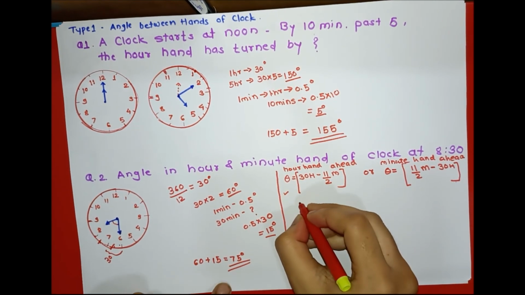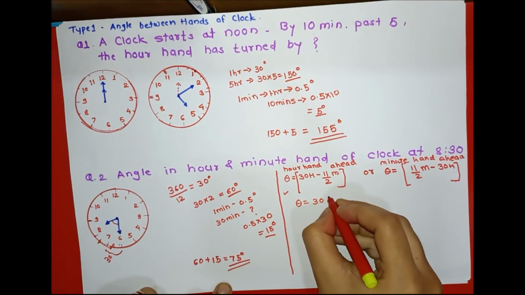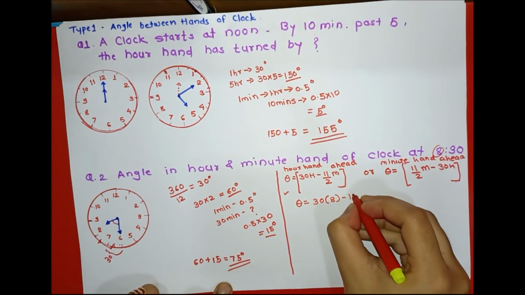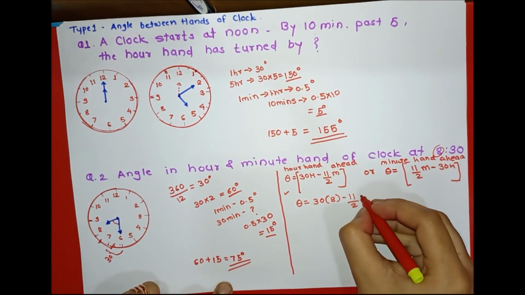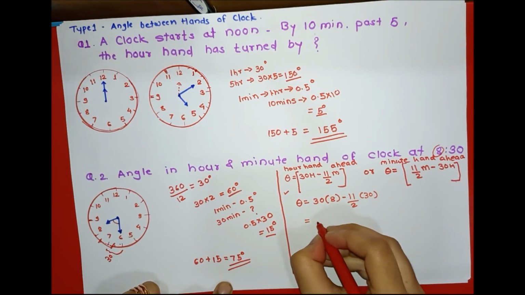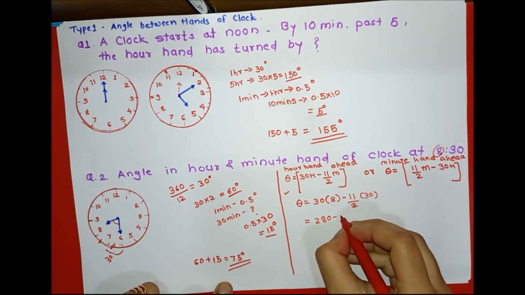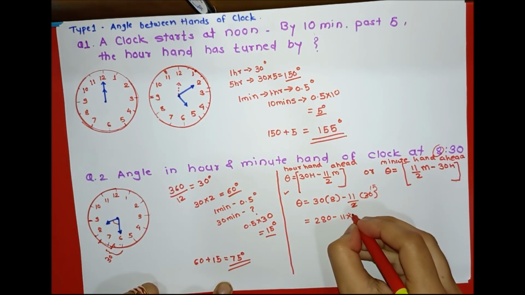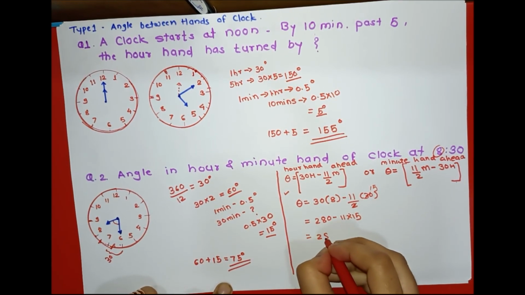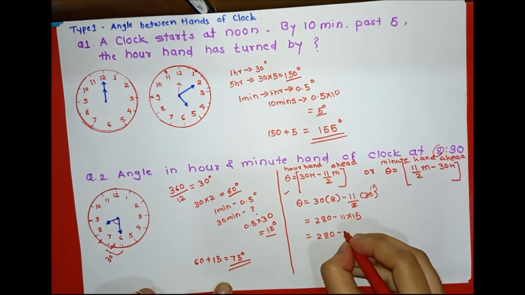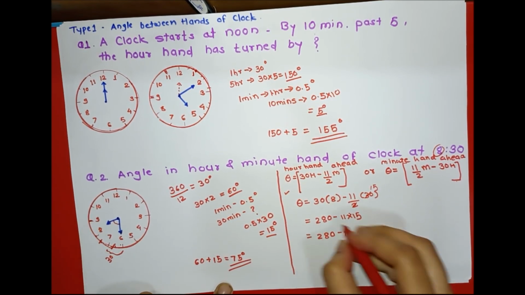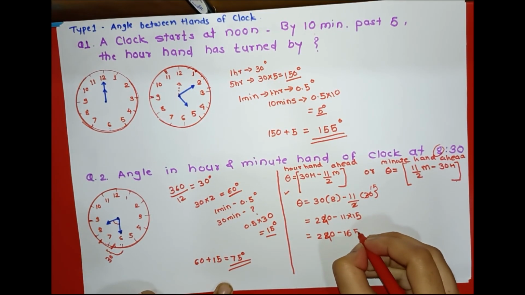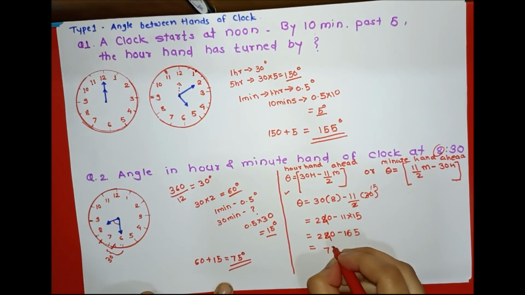So theta is equal to 30 into the hour, which is 8, minus 11 by 2. The minutes given are 30. So it becomes 240 minus 11 by 2 into 30. This cancels out as 15, and 11 into 15 is 165. So it becomes 240 minus 165. I'm sorry, this is 240. And the difference is 75.